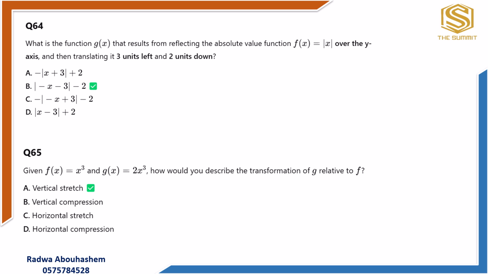What is the function that results from reflecting the absolute value function? This is the parent function. Over the y-axis. If you reflect over the y-axis, it means that you have to change x to -x. 3 units left means that you are adding 3 to the x. 2 units down. So here, 2 units down. Here's the answer.